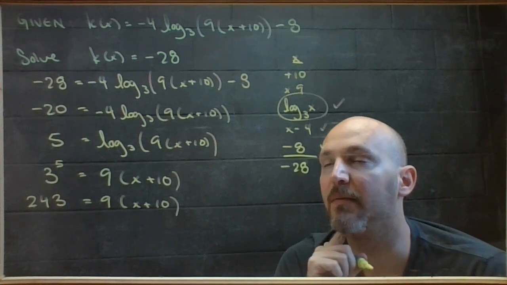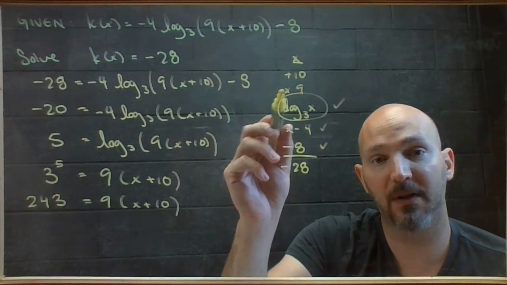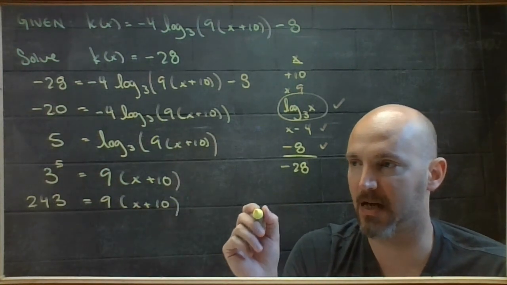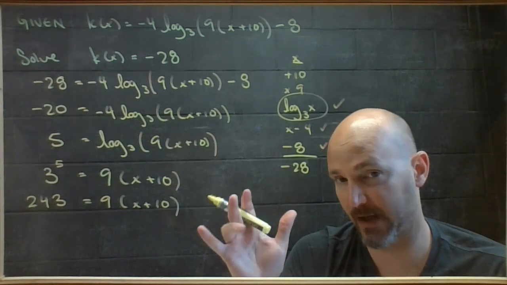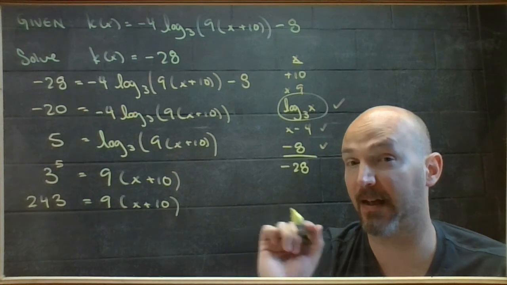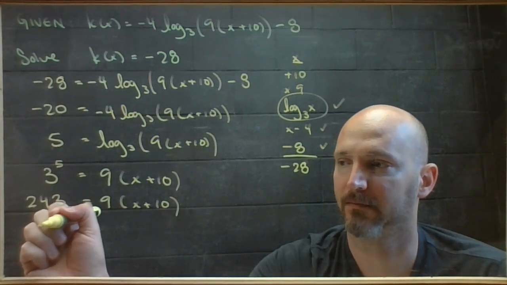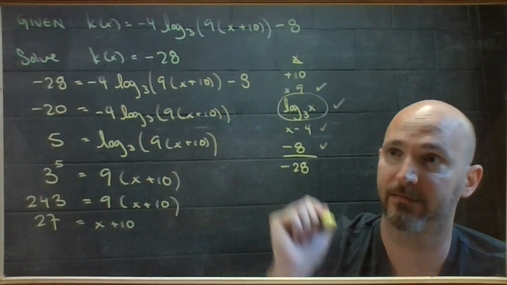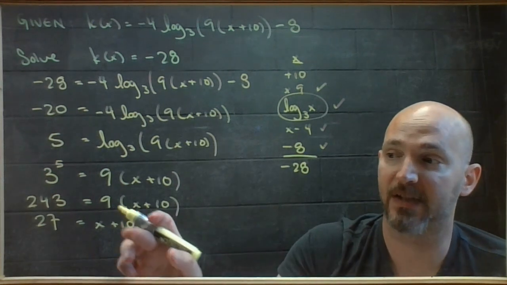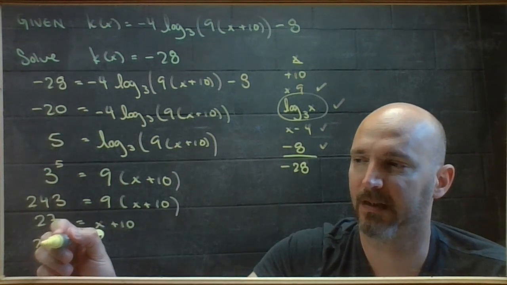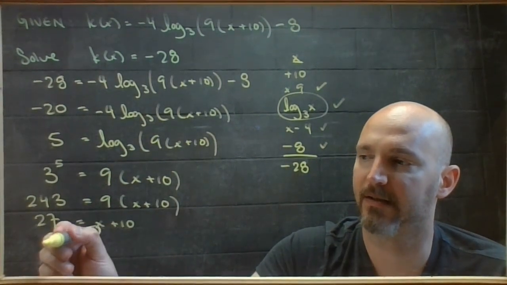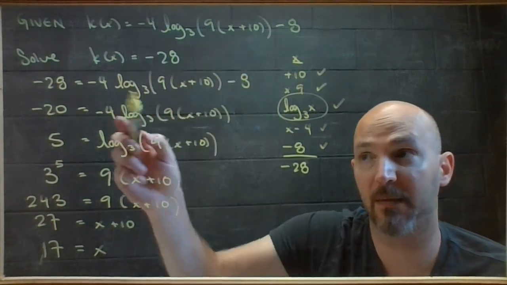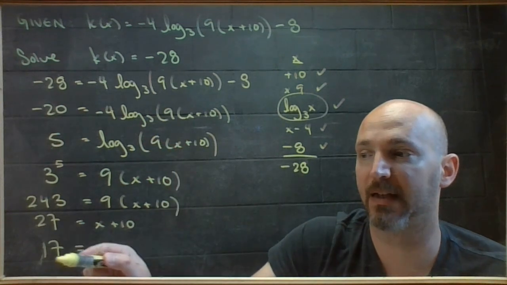Check. All right. Need to break this multiplication by 9, so I'm going to have to divide this by 9. So 243 divided by 9. If you get your calculator out and you work that out, I believe the answer is 27. Check. And to finish, I just have to subtract 10. 27 minus 10 is 17. Okay. So this particular logarithm has a y value of -28 when the x is 17.